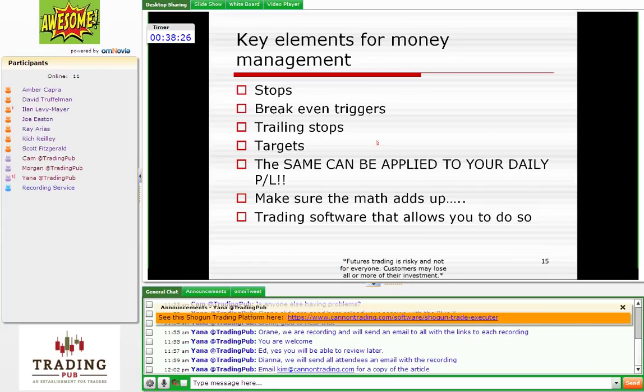So as I was showing you from the trading system design, this is what I have when I come up with a concept that I want to create into a system. And stops. What is my target? If I have a certain amount of profit, am I going to put a break-even stop? If I have more profit, am I going to have a trailing stop? And if you can apply the same concept to the daily profit and loss, you will be ahead. Okay.